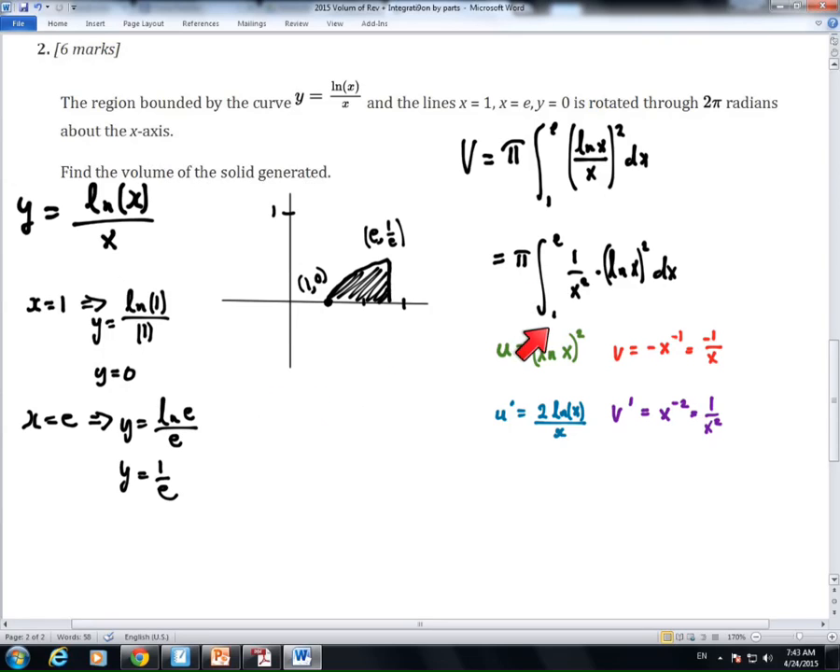Differentiating the natural log of x squared, remember the chain rule, we basically drop down the 2, bring the power down to 1, and then take the derivative of the inside, which is 1 over x, and that's where this comes from. And then in power form, x to the negative 2, we just raise the power by 1 and divide by the new exponent. That's how we get negative 1 over x, and we can check that back by differentiation. And the algorithm for integration by parts is the same as it ever was.